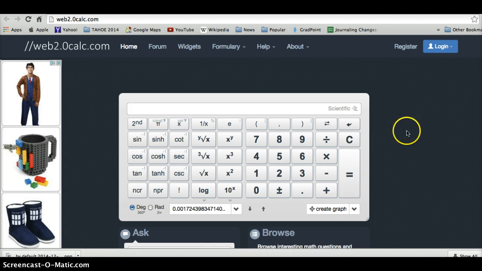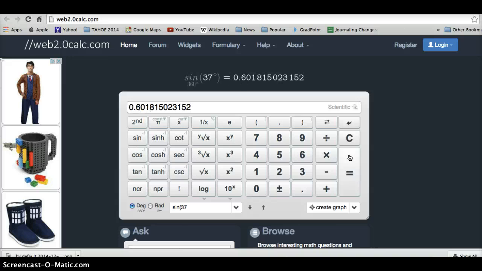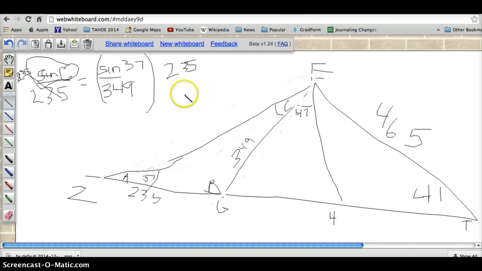The other way I could have done it is sine of 37 equals, divided by 349, times 235, and I'll get the same number. So now what I have is this number, point 405, so on and so forth.